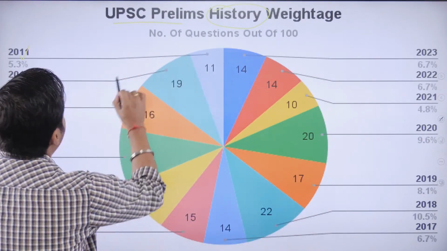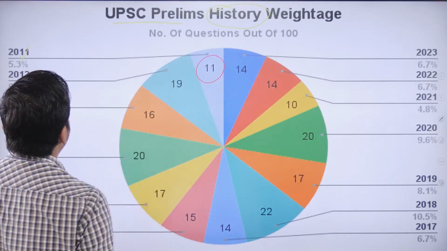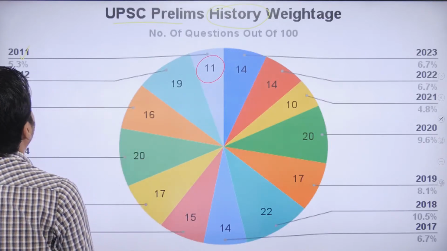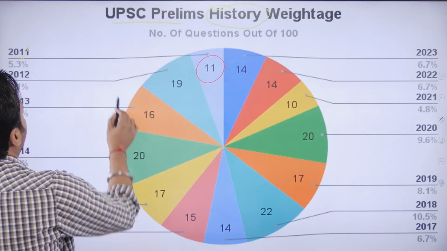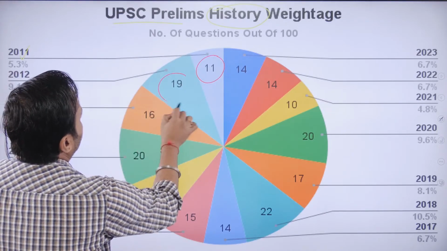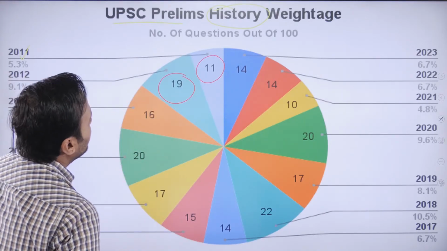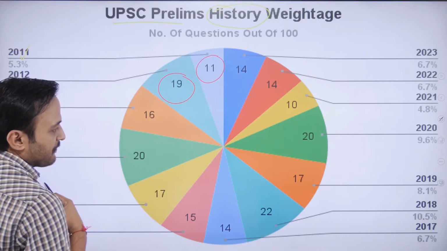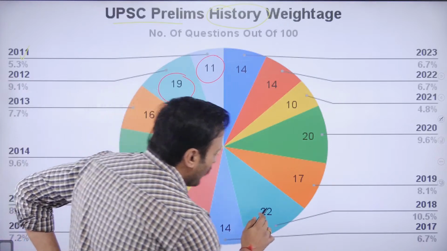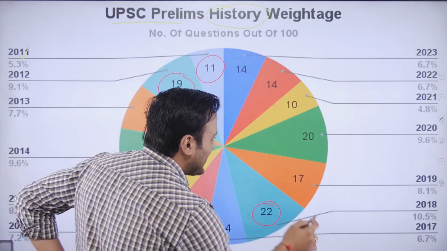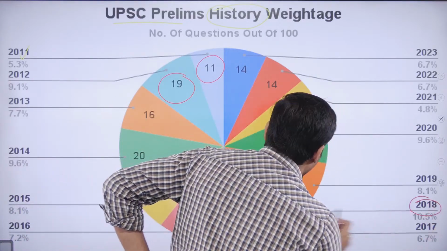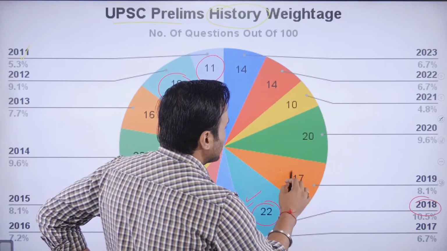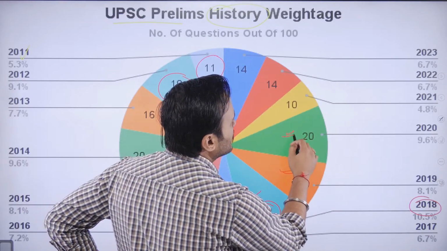Here in 2011, 11%, right? 11 questions were there, only 11 questions. Then 2012, there were 19. Okay, there were 19. Similarly, if you observe, how many questions in 2018? 2018 had 22 questions, 17 questions, 20 questions.